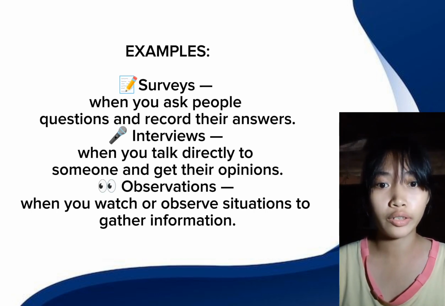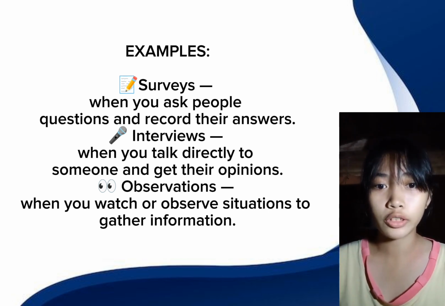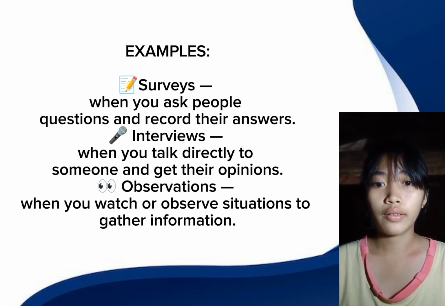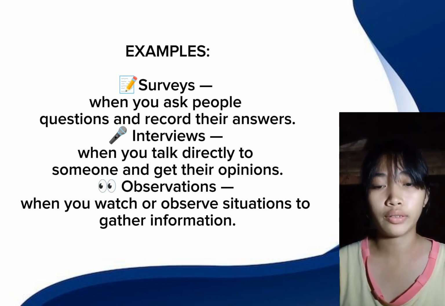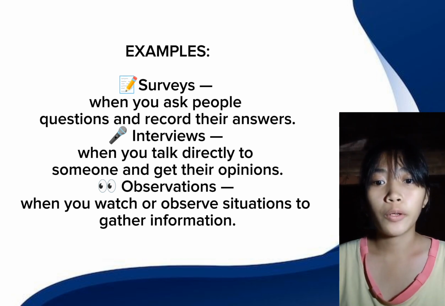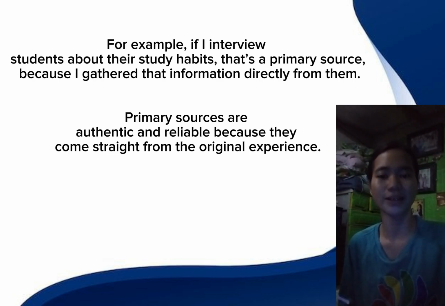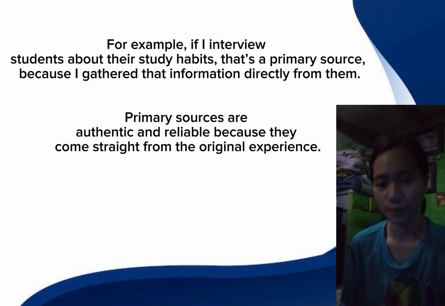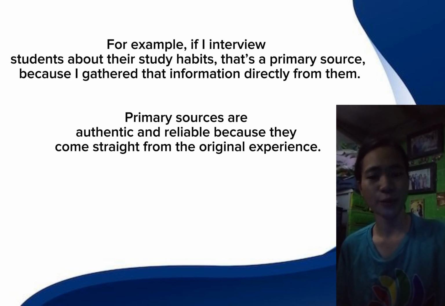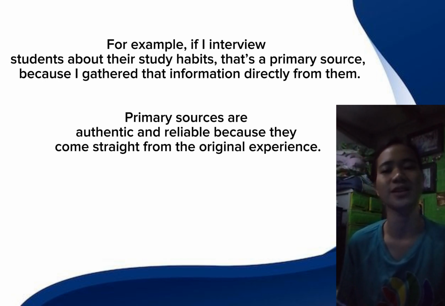Examples of primary sources include surveys, when you ask people questions and record their answers. Interviews, when you talk directly to someone and get their opinions. Observations, when you watch a situation to gather information. For example, if I interview students about their study habits, that's a primary source because I gathered that information directly from them. Primary sources are authentic and reliable because they come straight from the original experience.